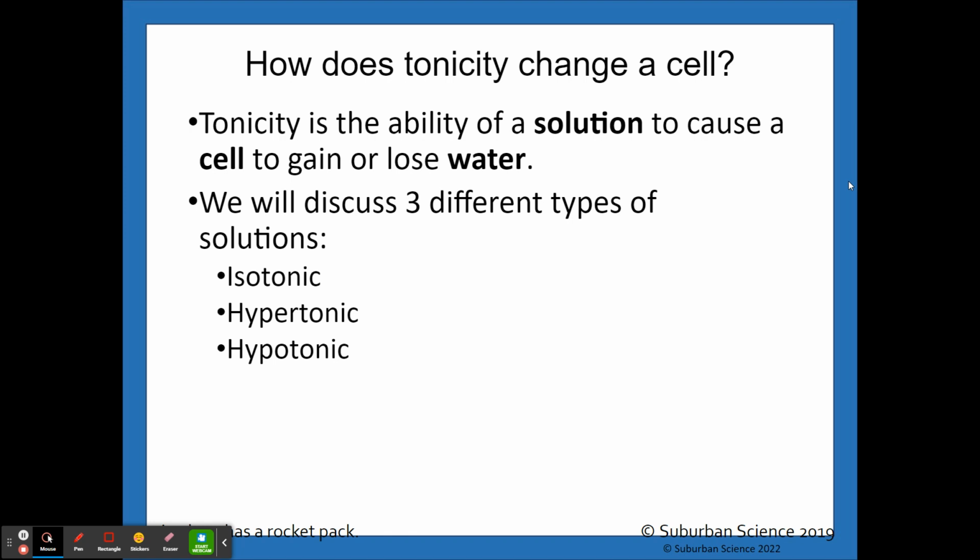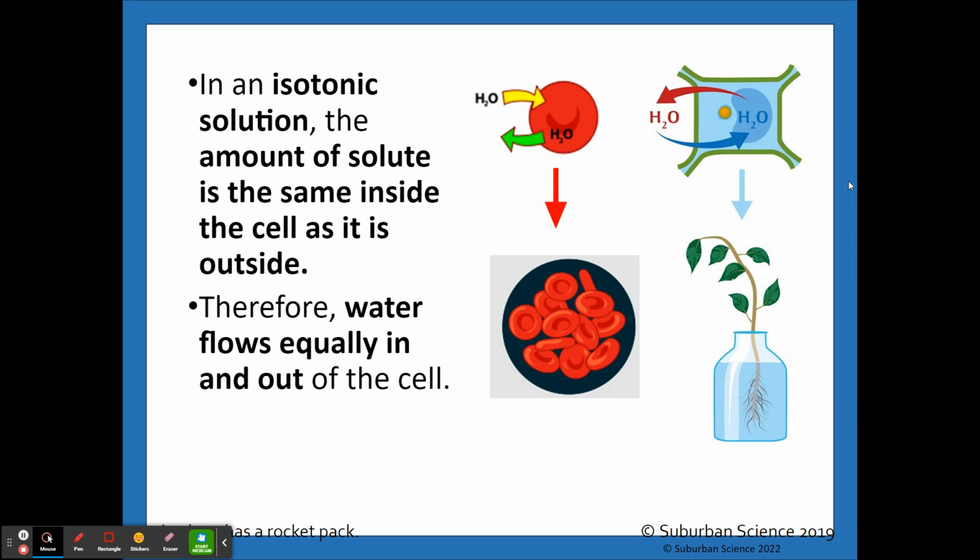So let's first take a look at how tonicity changes a cell. It is the ability of a solution to cause a cell to gain or lose water, and we see this in three main types: an isotonic solution, a hypertonic solution, or a hypotonic solution. Now, all these deal with the idea of osmosis, which again is the diffusion of water through a selectively permeable membrane. So let's take a look at this first example dealing with isotonic solutions.